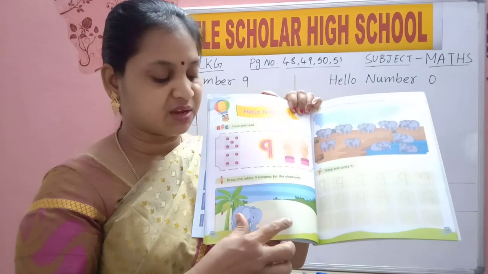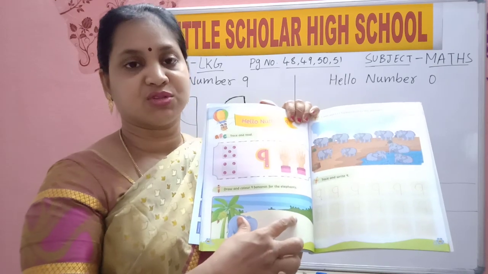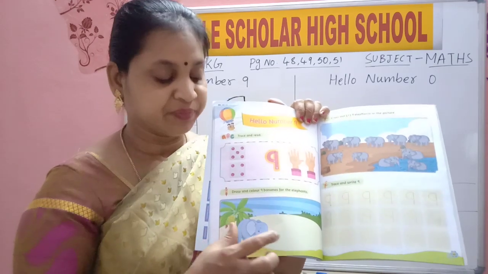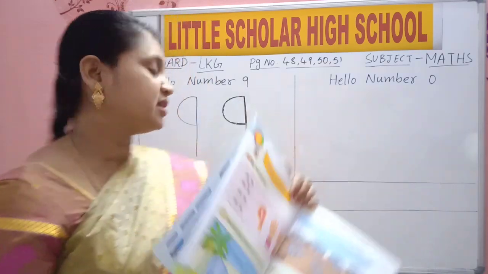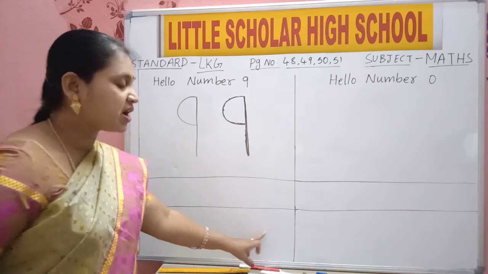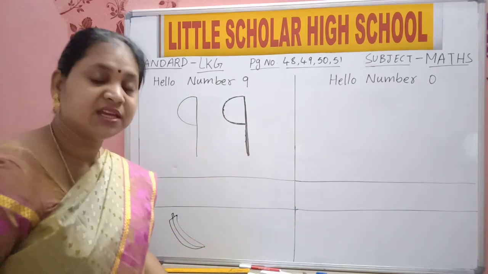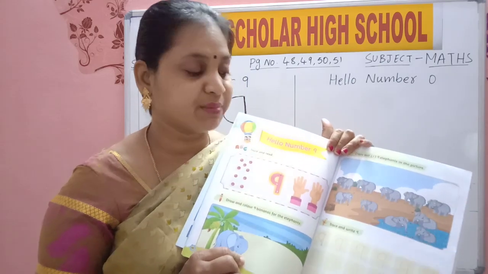1, 2, 3, 4, 5, 6, 7. If not sufficient, you can draw up also. 9 bananas you should draw. Draw and color 9 bananas. In this way you will draw 1 banana, 2, 3, 4, 5, 6, 7, 8, 9. 9 bananas you will draw for this elephant and color the bananas.